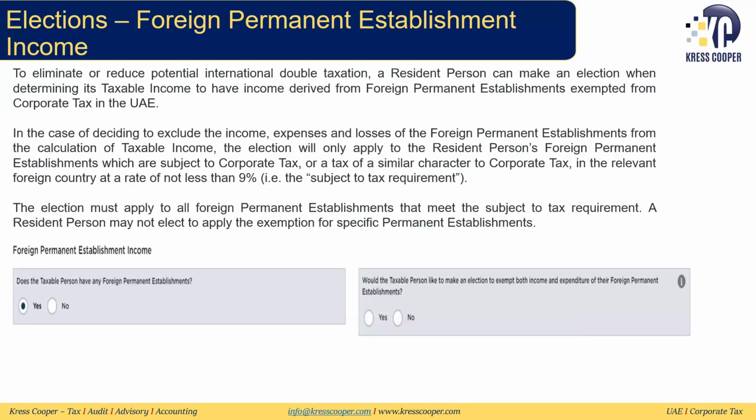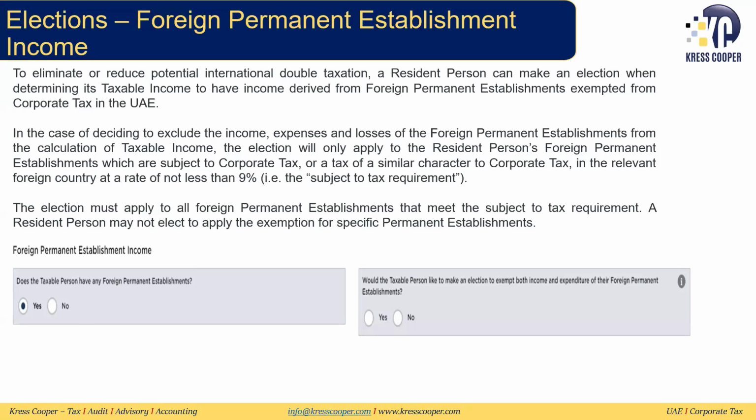So I think the last election that they will ask for is the foreign permanent establishment income. Now, if the taxable person has any foreign permanent establishment, then you will be able to make this election. This election is to eliminate or reduce any potential international double taxation, so a resident person can elect, when they're making this return, to have the foreign income derived from the foreign permanent establishment exempted. So here, if you want the income of this foreign permanent establishment to be exempted, then you can make this election.